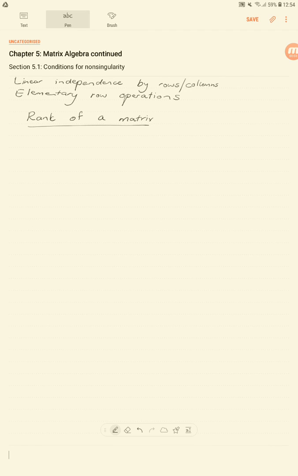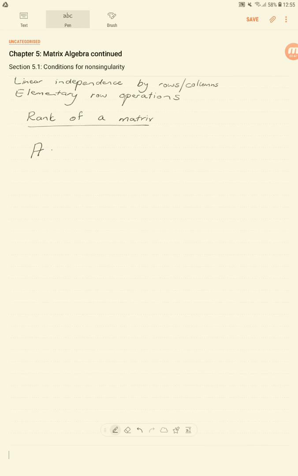In this video, we will do the final part of section 5.1, conditions for non-singularity, by determining the rank of a matrix. Remember from before, for non-singularity, we need linear independence by rows or columns in a matrix, and we find this linear independence by elementary row operations. Elementary row operations are interchanging any two rows with one another, multiplication of a row with a scalar k, or the addition of multiples of rows to one another.